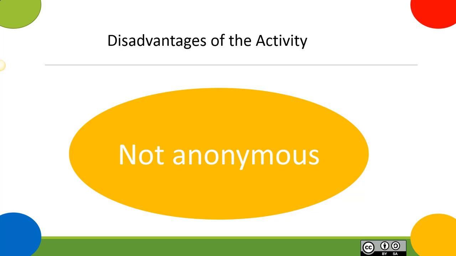But now we'll talk about the disadvantages, and the biggest disadvantage with this assessment technique is that it's not anonymous. Formative and summative feedback are always better when they're anonymous because they'll be more truthful. This method is not anonymous. It's very obvious which students went to each category. Because of this, you have to be very careful with what you ask because you might not get honest answers.